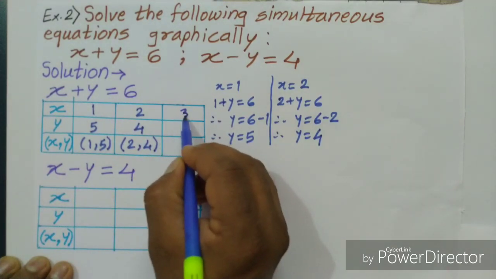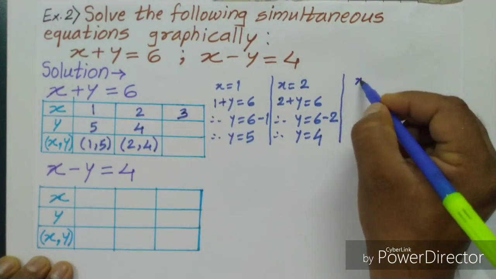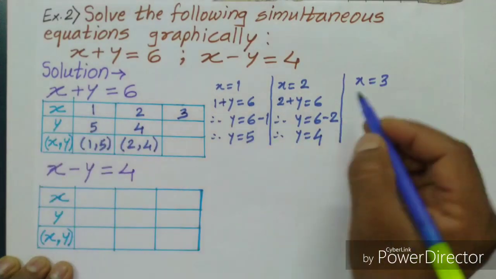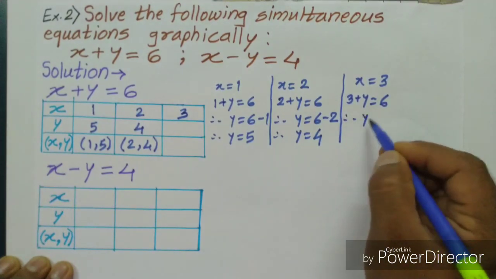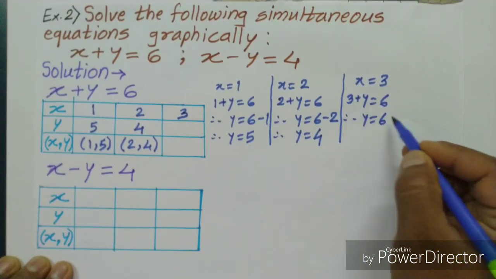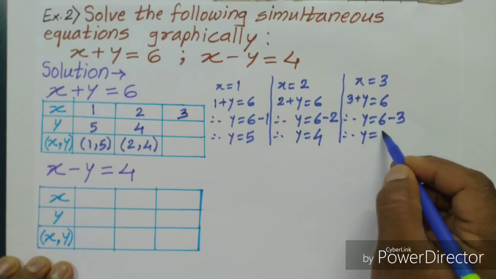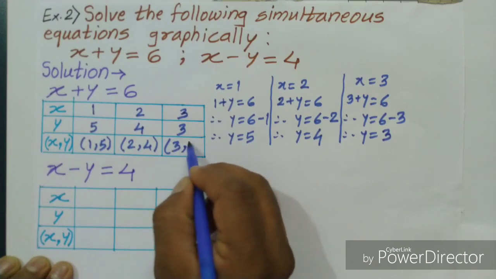The third value we consider 3. x is equal to 3. We substitute in the given equation. 3 plus y is equal to 6. Therefore y is equal to 6 minus 3. Therefore y is equal to 3. We write 3 and the point is (3, 3).